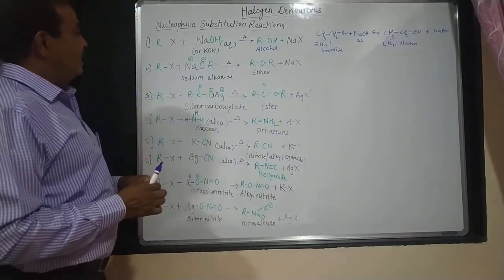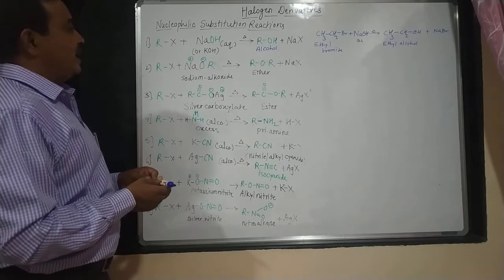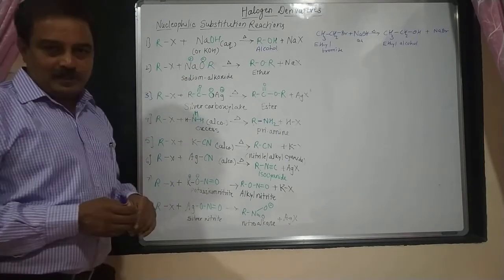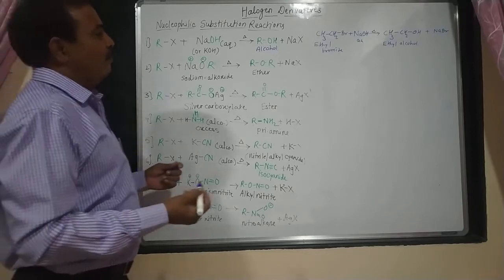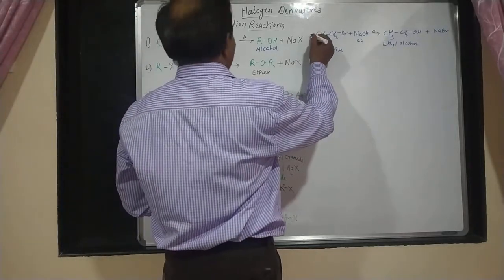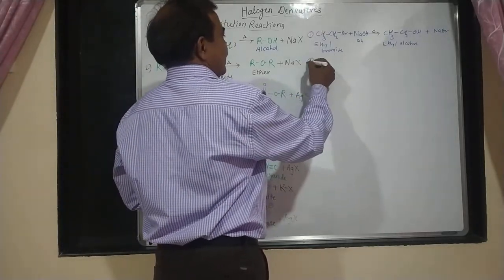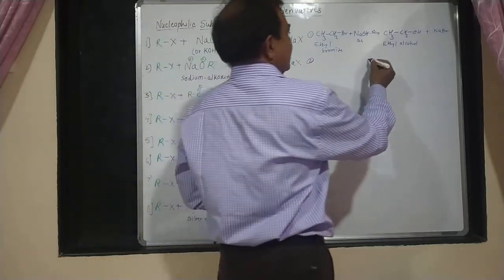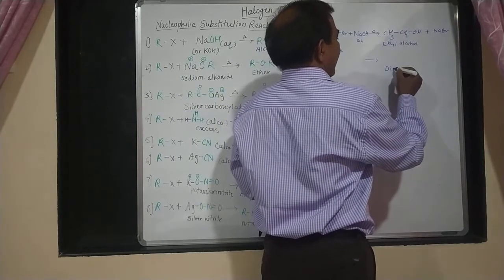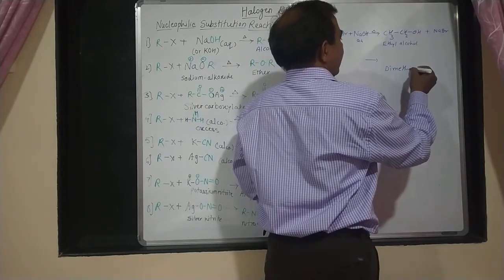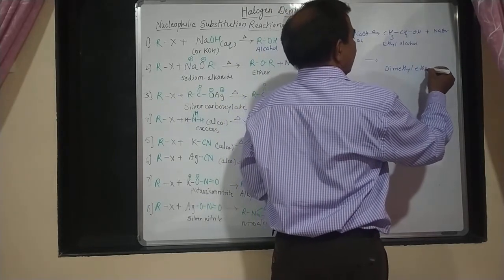Okay, now the next reagent we will try to understand is sodium alkoxide. Let us take a few examples of this sodium alkoxide. Suppose the example is dimethyl ether. Suppose I want to prepare dimethyl ether.